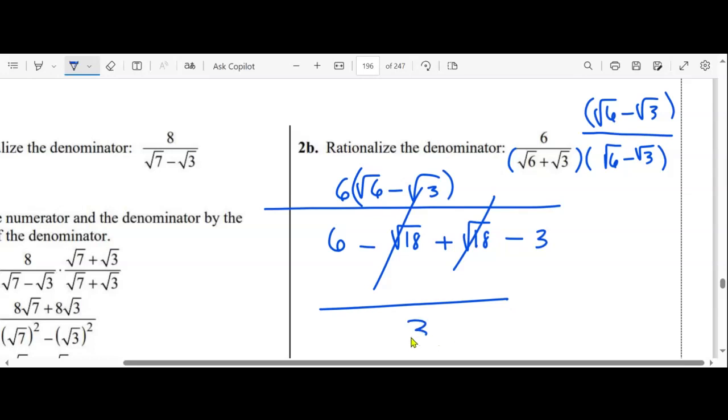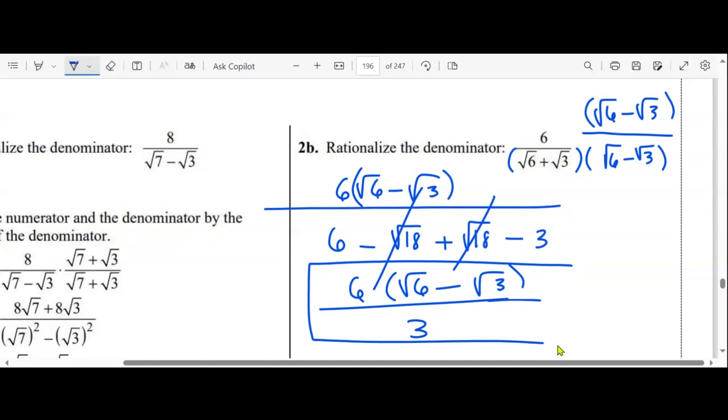6 multiplied by square root of 6 minus square root of 3. Exactly. So that's your final answer. Easy as easy? The bottom should be 9.